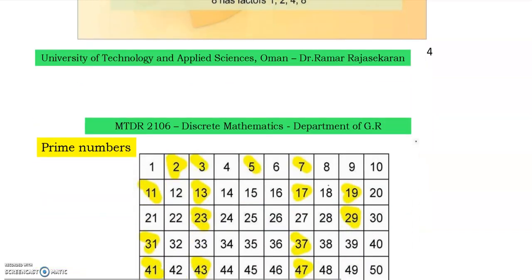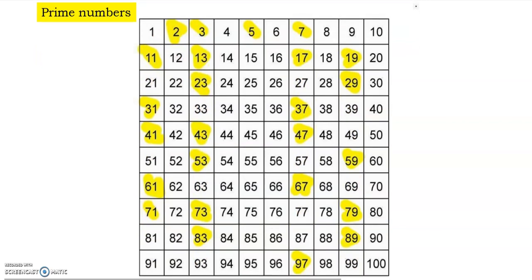Now you can see here the prime numbers from 1 to 100. The prime numbers are marked in yellow color: 2, 3, 5, 7, etc. until 97. What is marked here in yellow is called prime numbers, because these yellow marked numbers have only the factors 1 and the number itself. That's why these are called prime numbers.